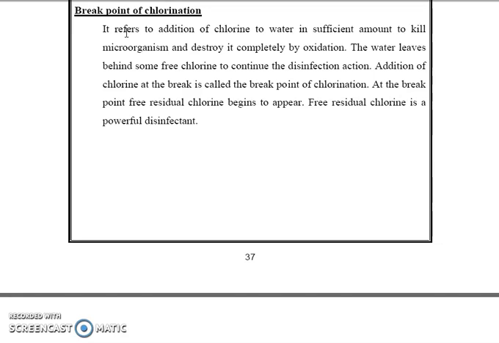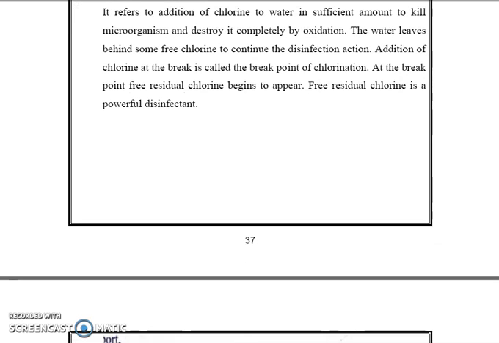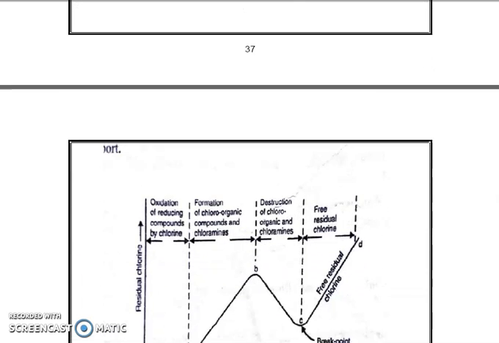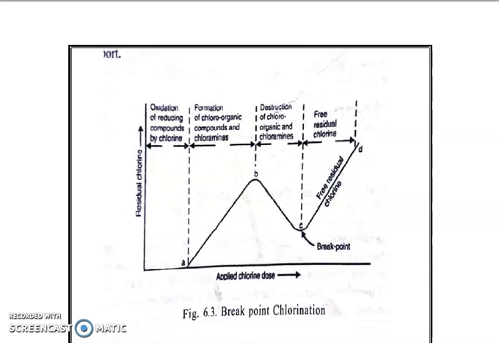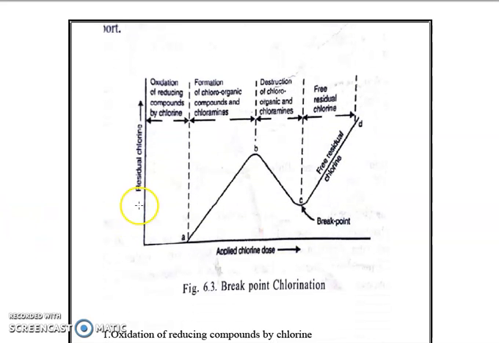Now we can discuss the breakpoint of chlorination. Breakpoint of chlorination refers to the addition of chlorine to water in sufficient amount to kill microorganisms and destroy them completely by oxidation. Simplifying the breakpoint of chlorination, we plot the free residual chlorine against the applied chlorine dose along the x-axis.